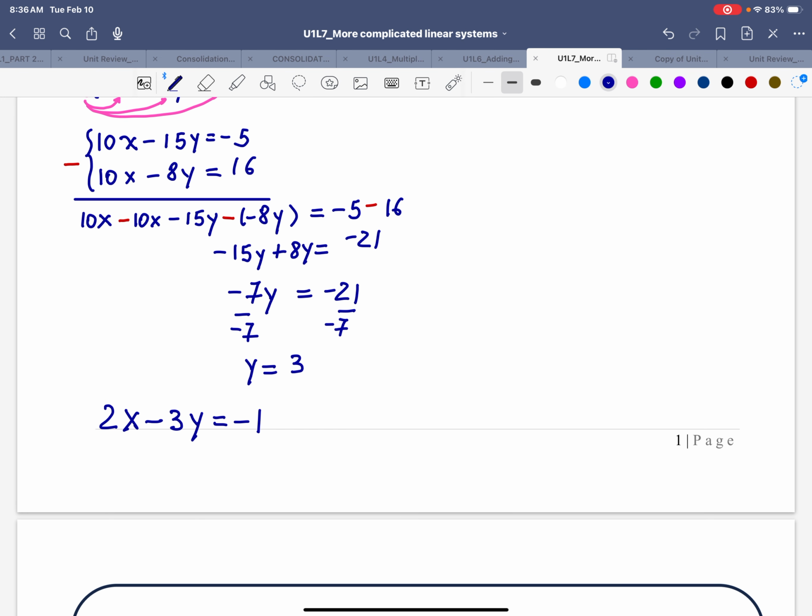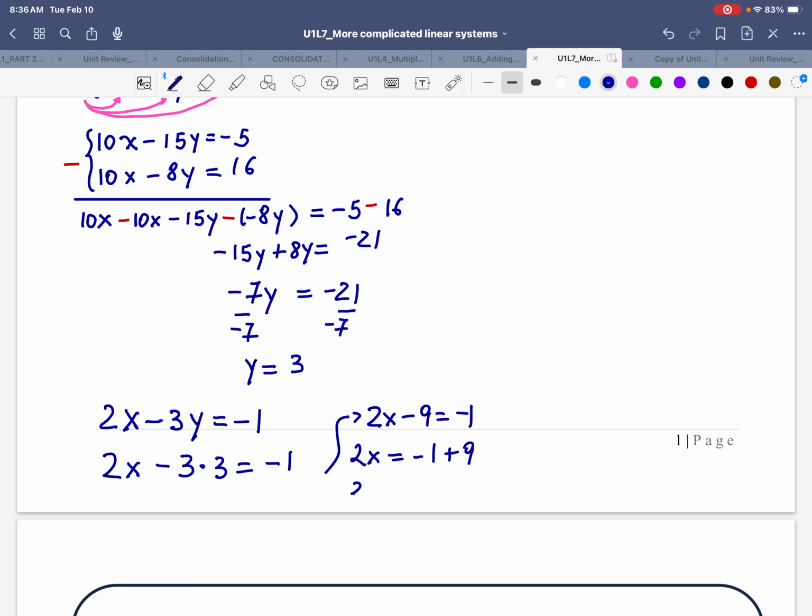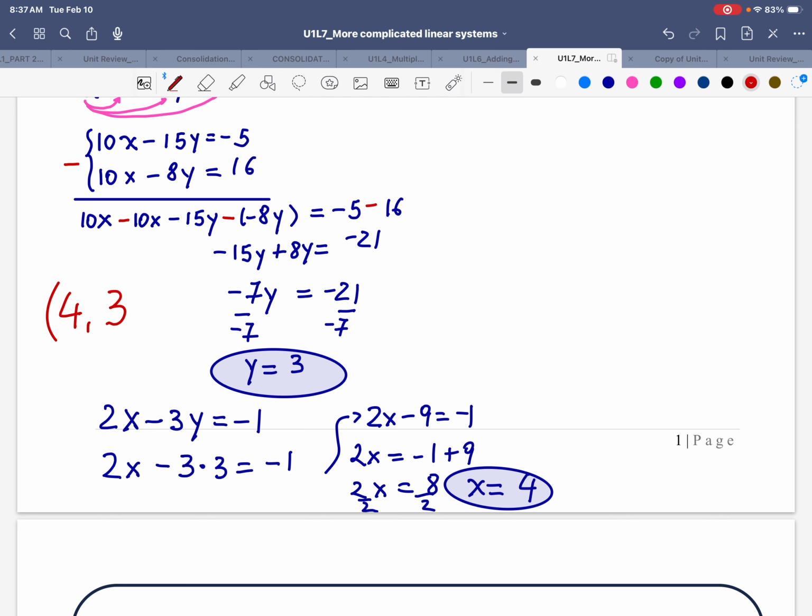Now we'll have the y value of 3, so we'll replace y by 3, and now we have 2x minus 9 equals negative 1. 2x is negative 1 plus 9, or 8, which will make x equal to 8 divided by 2, which is 4. So we're going to say that for this system of equations, we want x to be 4 and y to be 3, for both equations to be true, and we're going to say this is going to be the solution.